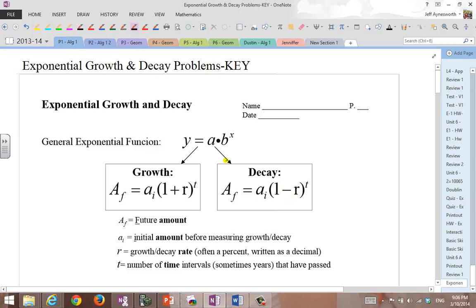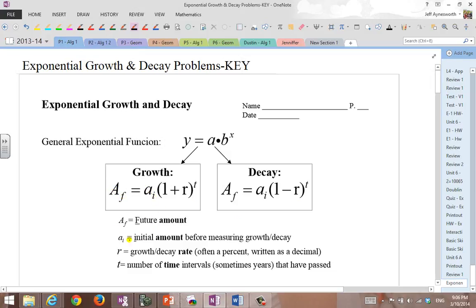So let's go through the different terminology here before we get started, because you got to remember what all these variables mean. I mean, that's half the deal in mathematics, right? You got to figure out what all this stuff means. So here we go. A sub f. Everybody say A sub f. All right, that's the future amount. A for amount, F for future, right? Amount in the future, or future amount.